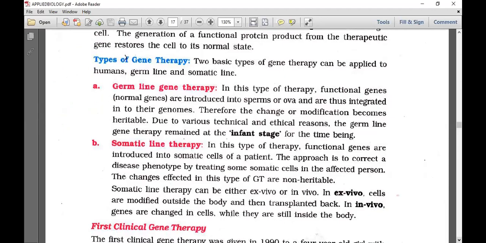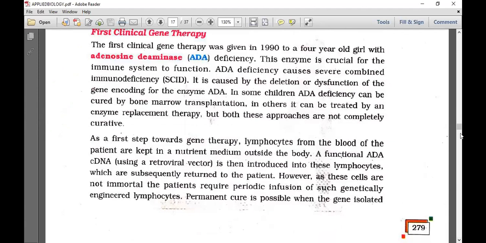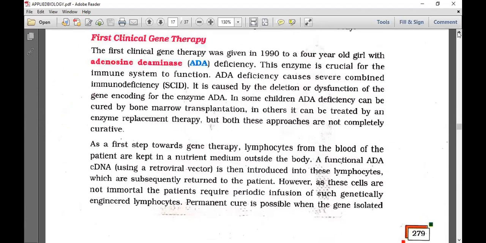Next, first clinical gene therapy. This is the story I am telling you from the beginning of this lesson. The first clinical gene therapy was given in 1990 to a 4-year-old girl with adenosine deaminase deficiency. This enzyme is crucial for the immune system to function. ADA deficiency causes severe combined immunodeficiency syndrome. It is called a syndrome because when the immune system is affected, the patient becomes susceptible to any infection. So that's why we call it a group of diseases, a syndrome.